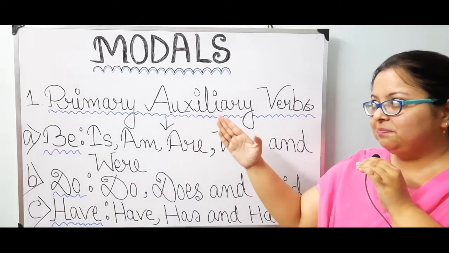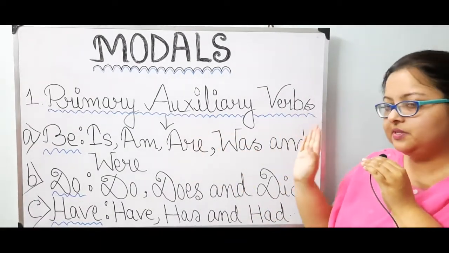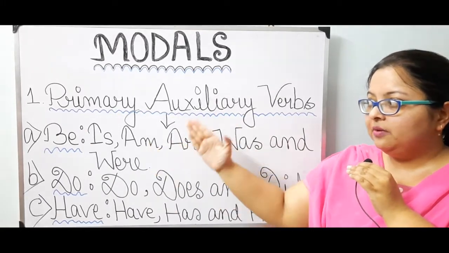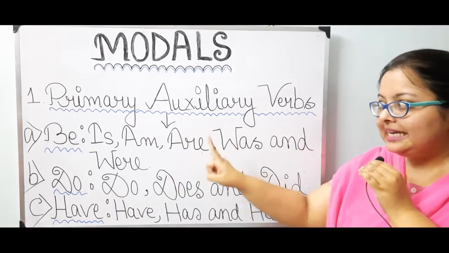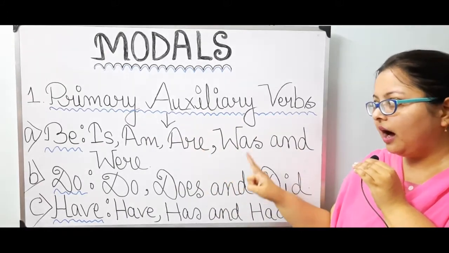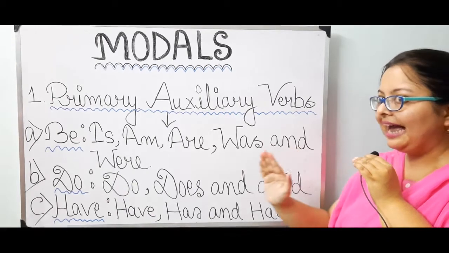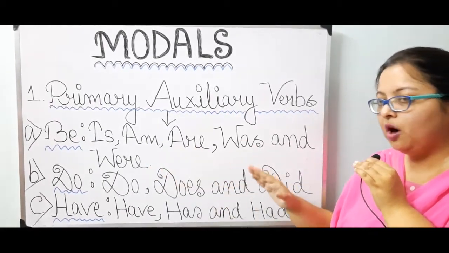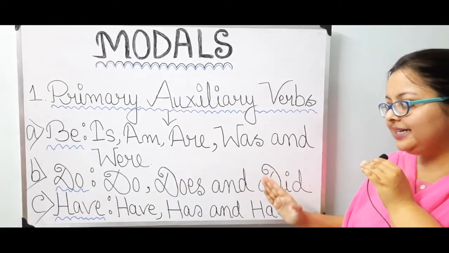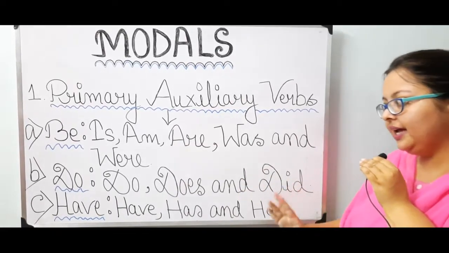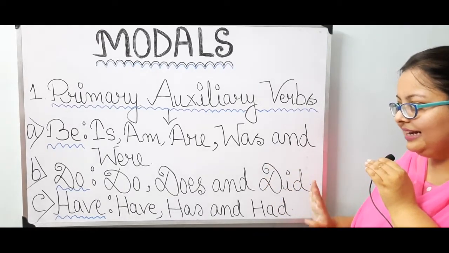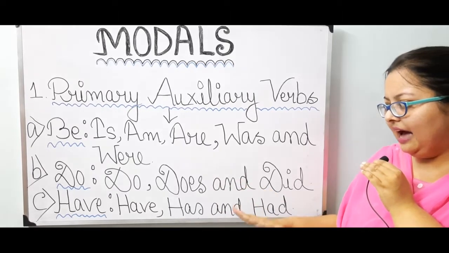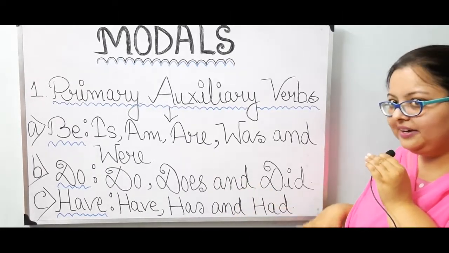Number 1. Primary auxiliary verbs, basically examples. Number A, be form of verbs: is, am, are, was and were. Next, number B, do form of verbs: do, does, did. Next, number C, have, has and had.